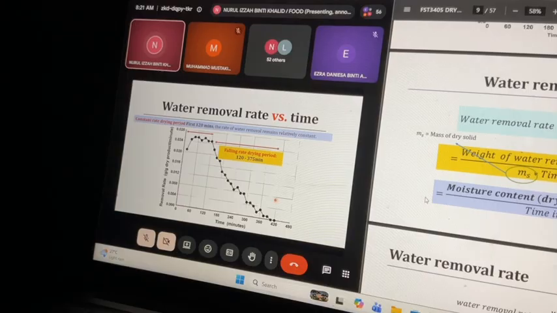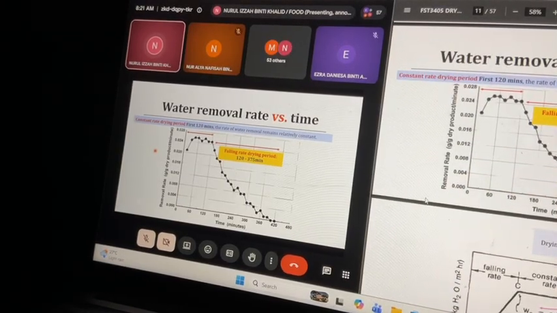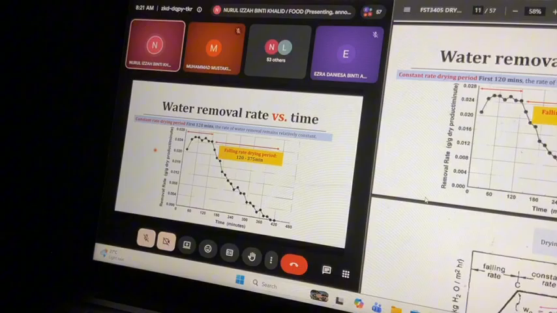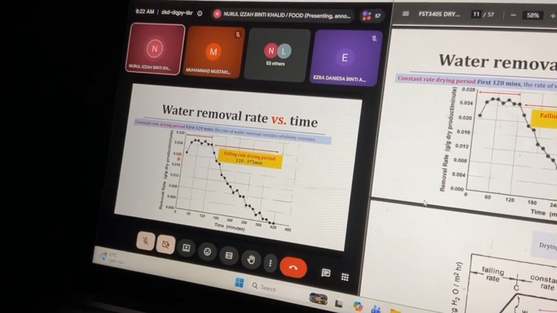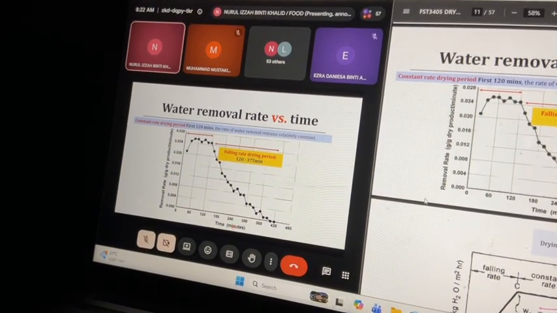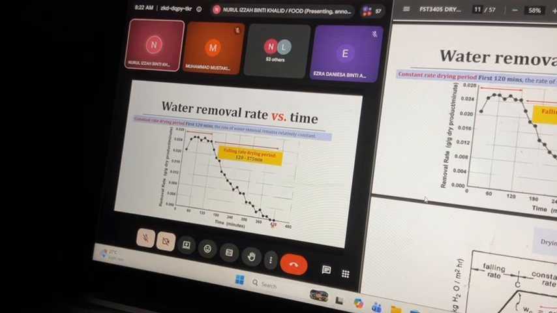So this one is also trying to explain the behavior of the drying. Before this, we only plotted the drying curve. This one is the water removal rate, or what we call the drying rate curve. You have to plot the removal rate over time. You can also see the initial rate, the constant rate, the falling rate, and here is the critical moisture content where the constant rate changes to the falling rate, and this is the equilibrium time.